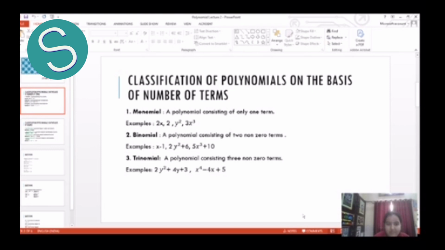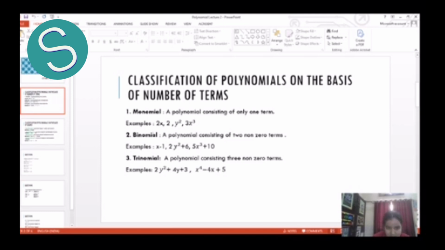So if a polynomial consists of only one term, then it is called monomial. Like for example, 2x, it is only one term in this polynomial, so this is a monomial. 2 is also a constant polynomial, right? So it is only one term, so this is a monomial. Similarly, y square and 3x cube is also a monomial. तो अगर कोई पॉलिनोमियल है जिसमें सिर्फ एक ही टर्म हो तो उसे हम मोनोमियल बोलते हैं.